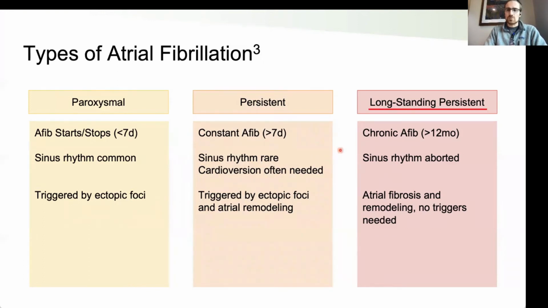With long-standing persistent, you're unable to get them out of AFib and into sinus rhythm despite cardioversion. And in part, that's because there's been so much atrial fibrosis and remodeling that there's not really an ectopic trigger point that's needed. The entire heart begins to stimulate itself to be in AFib, and it's a condition that you will very unlikely be able to get them out of, and instead have to tolerate the AFib and try and enforce rate control and appropriate oxygenation of tissues, as well as cover for embolization.